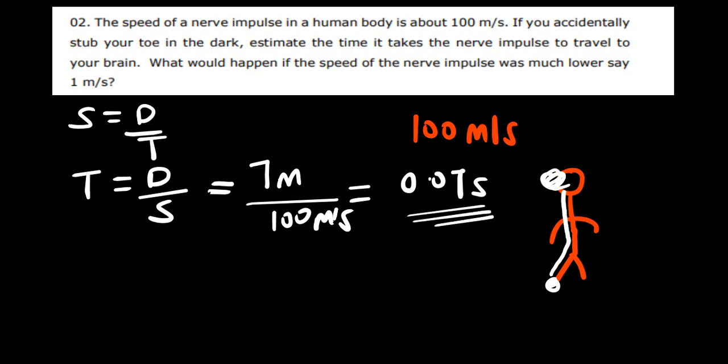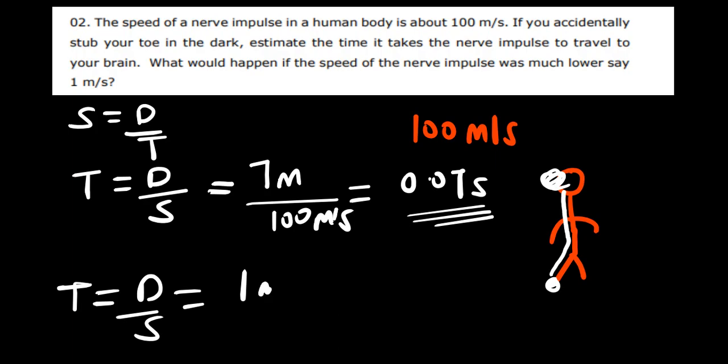So that is just an estimate, provided this person has a height or a distance of 7 meters. Okay, then the second question is what would happen if the speed of the nerve impulse was much lower, say 1 meters per second. So time will just be equal to the same distance over speed. What would happen if the speed of the nerve impulse was much slower? Let's say 1 meters per second.